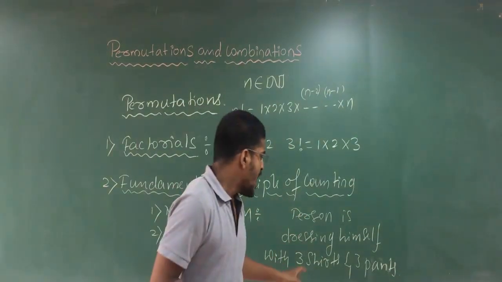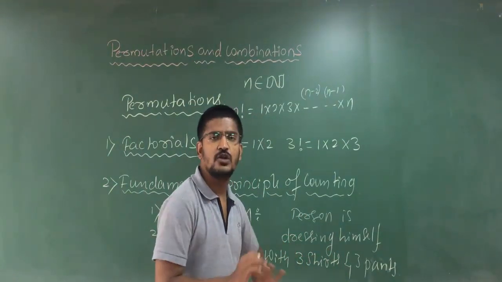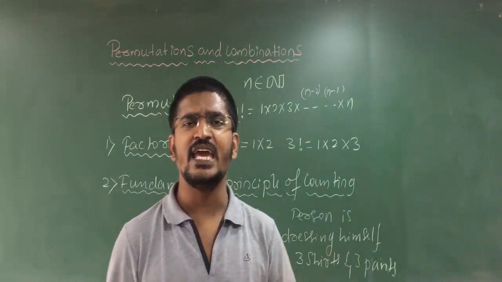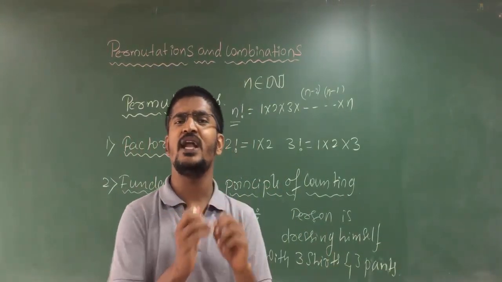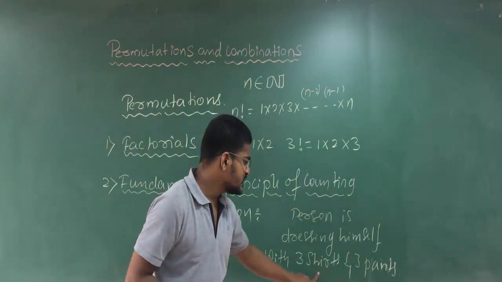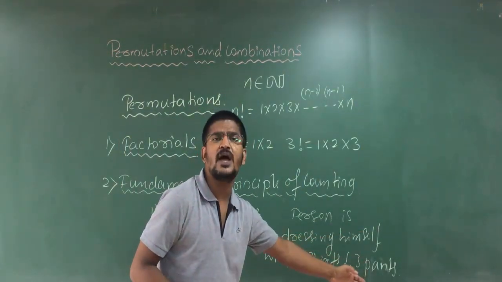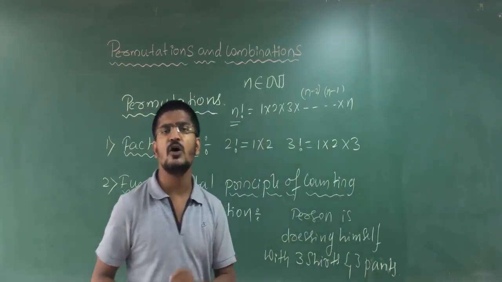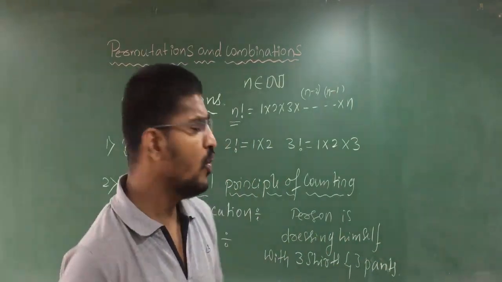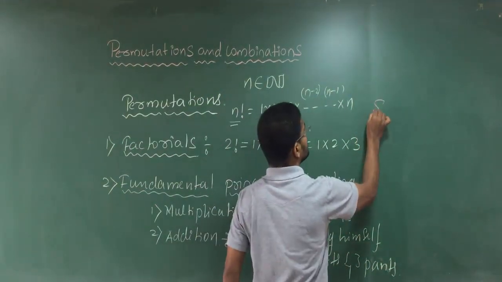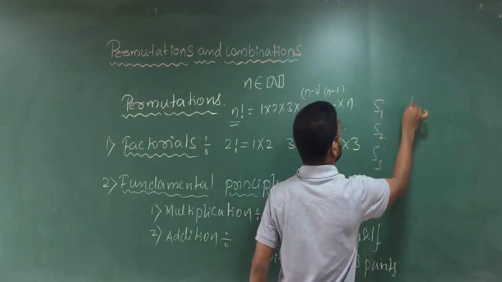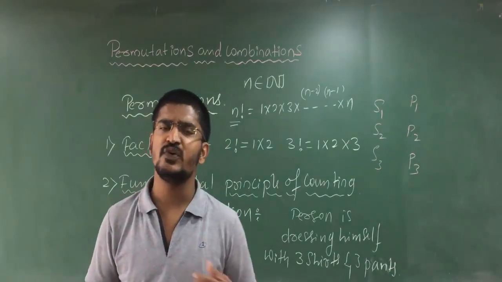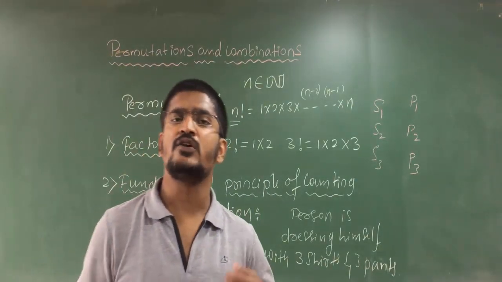Either he wears pant first or shirt first, no problem. But if the task has to be completed, he has to take both events in dependent form. For example, if he takes 3 shirts, with these he can wear any pant. If he takes 3 pants, with these he can wear any shirt. So here, if I take S1, S2, S3, P1, P2, P3, that means shirt 1, shirt 2, shirt 3, pant 1, pant 2, pant 3.